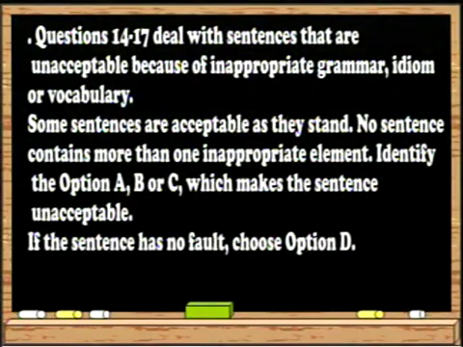Boys and girls, although we are working against time, we must remember to be very careful as multiple choice items can be very tricky. Questions 14 to 17 deal with sentences that are unacceptable because of inappropriate grammar, idiom, or vocabulary. Some sentences are acceptable as they stand. No sentence contains more than one inappropriate element. Identify the option A, B, or C, which makes the sentence unacceptable. If the sentence has no fault, choose option D.